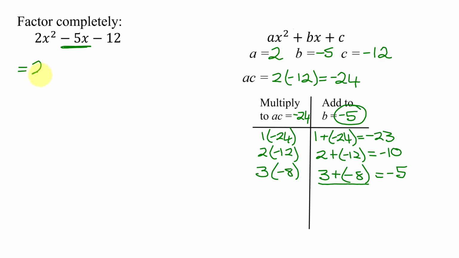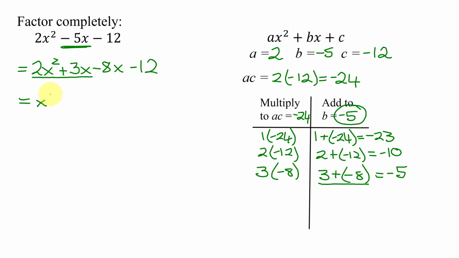So I'm going to have 2x squared, and instead of negative 5x, I'm going to have plus 3x, then minus 8x, minus 12, because 3x minus 8x is negative 5x. The reason we do that is we now have 4 terms. How do you factor 4 terms? By grouping.